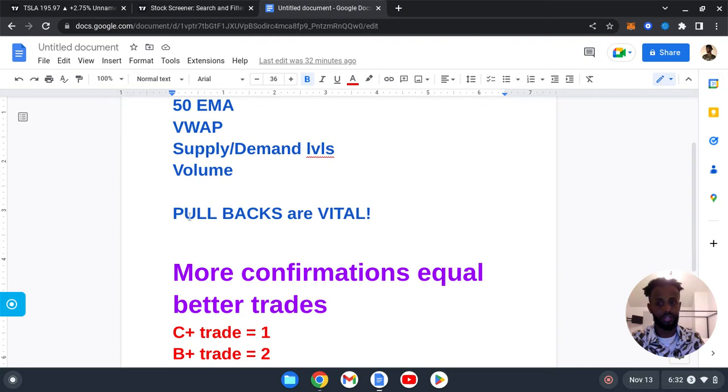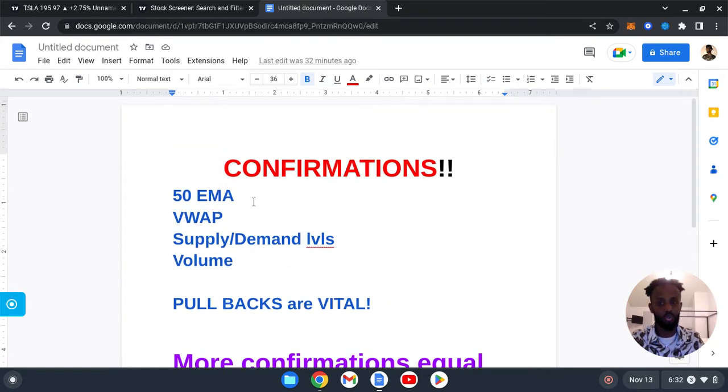Also, pullbacks are vital. Don't just jump in because you have a fear of missing out. Wait for a pullback to one of these, or two of these, or three of these levels, and that will set you up for a better trade.